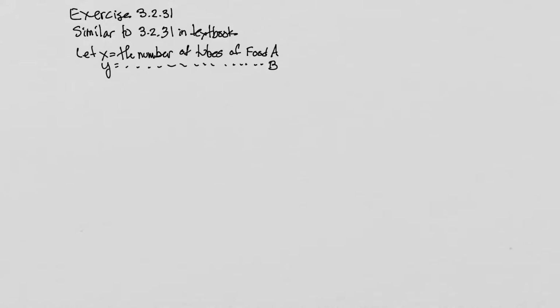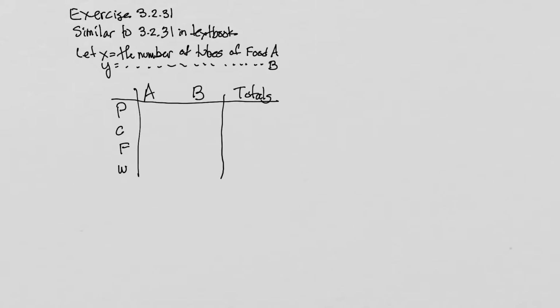Our categories are going to go across the top here. We have food A, and we have food B, and then we have totals. Those are our categories. And then down the side here, I'm going to put the characteristics. So what we have in each food is protein, carbs, and fat, and then there's a weight. So we'll set it up like this, and just by reading through, we should be able to fill these numbers in.